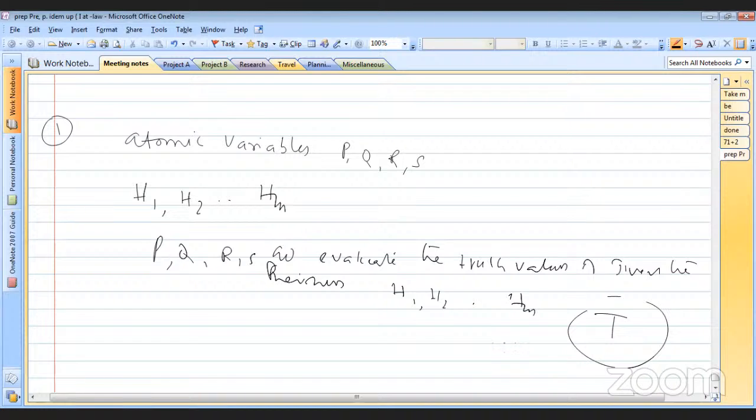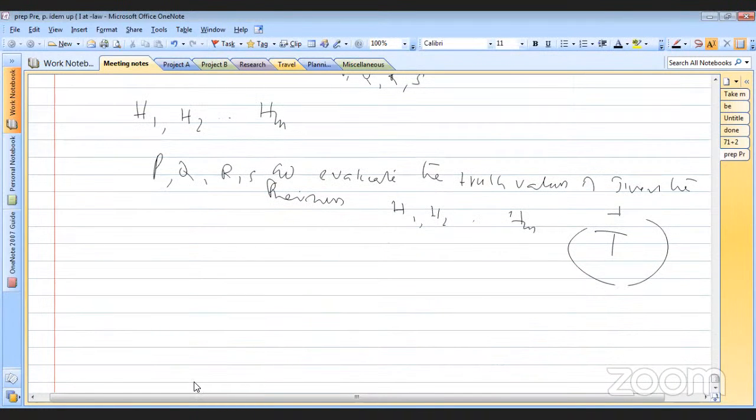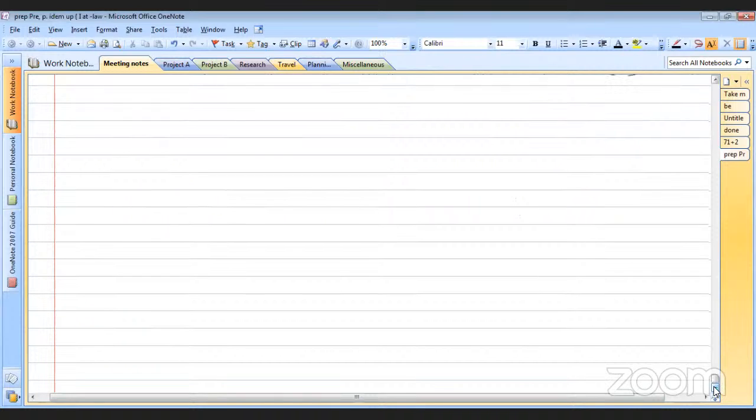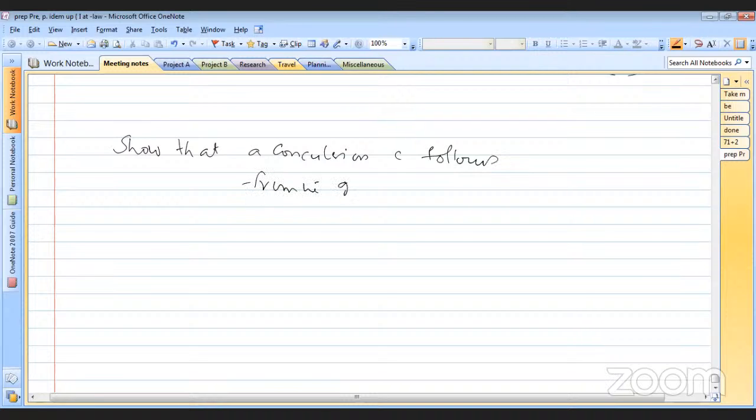If for every such row the truth value of C is also true, then we say that the conclusion follows from the premises. Suppose we take one problem here. Show that a conclusion C follows from the given premises H1, H2.